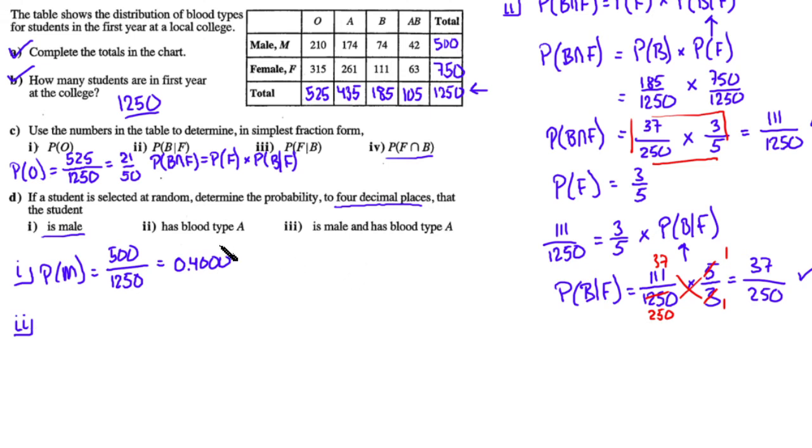In question 2 here has blood type A, so probability of blood type A. So same sort of procedure, so number of favorable outcomes. So the number of individuals with blood type A is 435. And the total number of individuals again is 1,250. And if we divide those numbers and provide our answer to 4 decimals, it's going to be 0.3480. Okay, and then question 3.